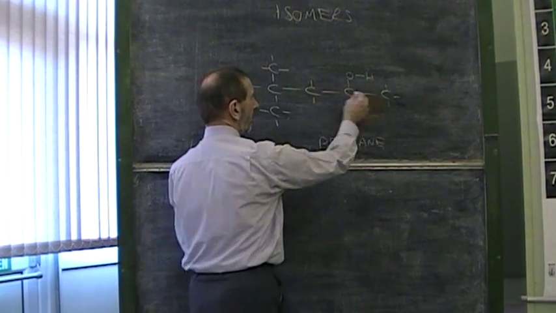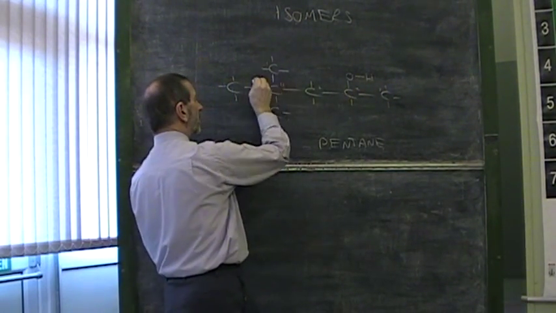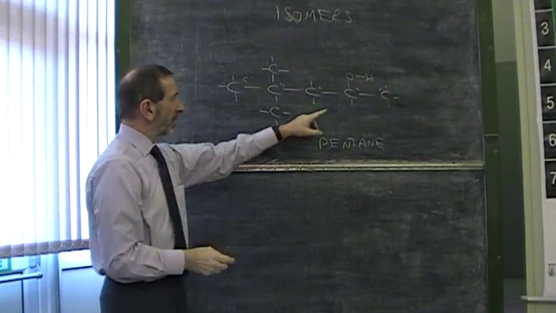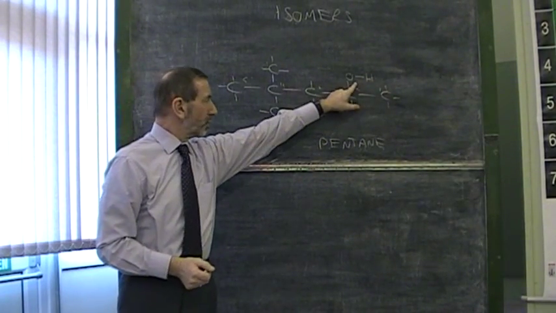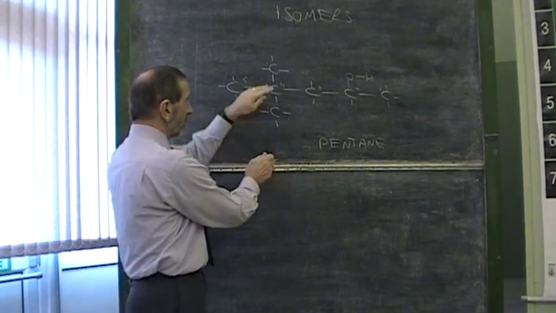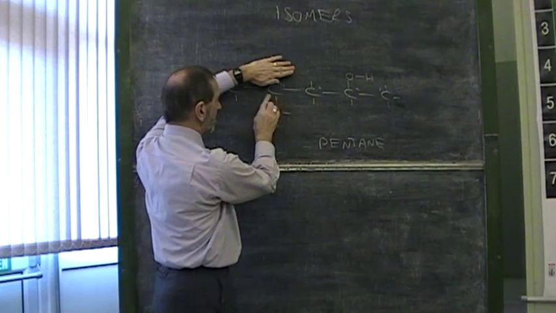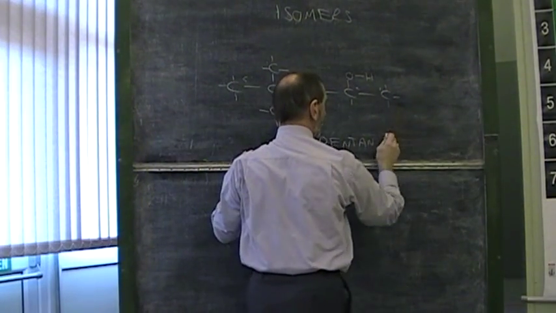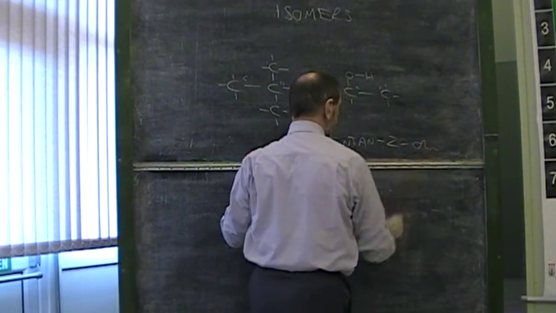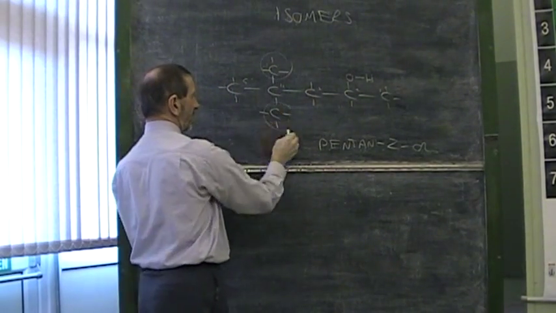So we would number this long chain 1, 2, 3, 4, 5. We give priority, as I say, to the hydroxyl group, and that priority comes in giving it the smallest number possible. So this is basically pentane with a hydroxyl group in that position, pentan 2-ol. It's pentan 2-ol with these branches bolted on.